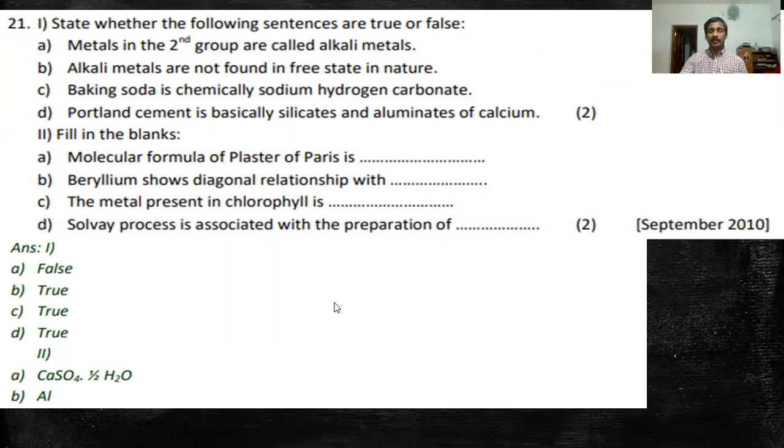Fill in the blanks. Molecular formula of plaster of Paris, CaSO4 half H2O. Then beryllium shows diagonal relationship with the aluminium. Lithium and magnesium, beryllium and aluminium. The metal present in chlorophyll, magnesium, all of you know it. Solvay process is associated with the preparation of sodium carbonate.